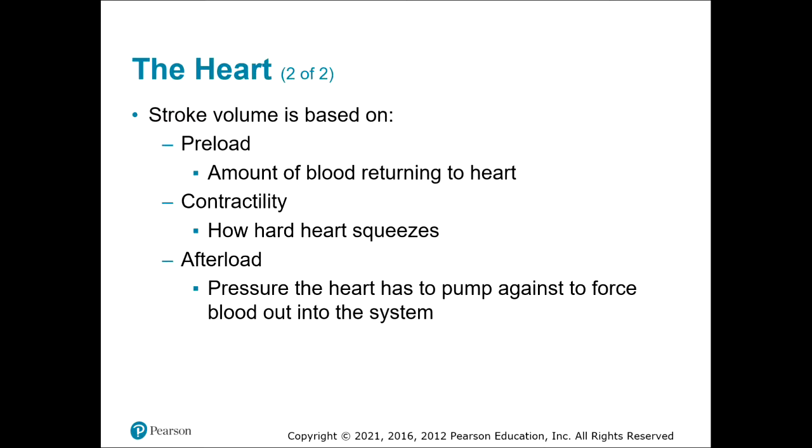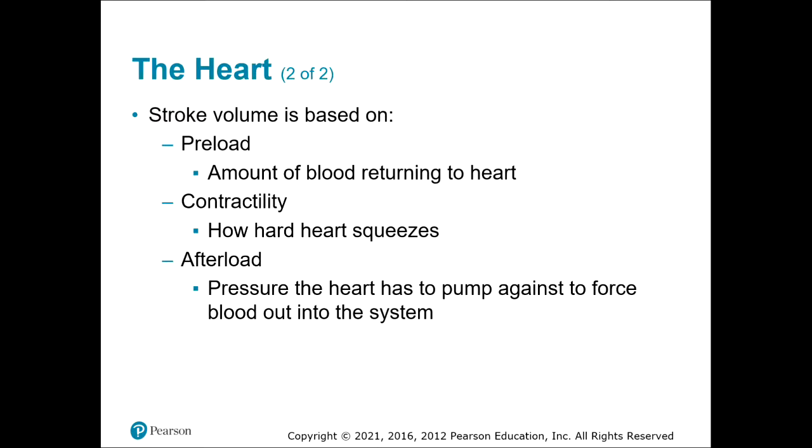If I give somebody nitro with no blood pressure, I'm reducing their preload. So if I'm taking away their preload, I'm reducing the effectiveness of each heartbeat. Another factor is contractility, so how hard the heart is squeezing. And then afterload, which is the pressure that our heart has to pump against to force blood into the system.